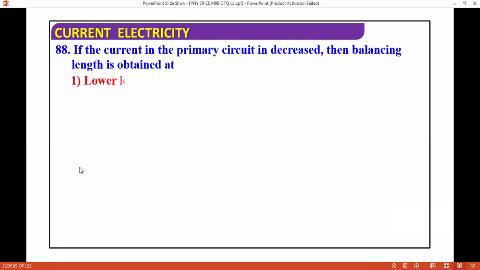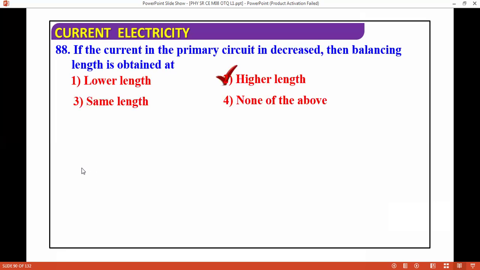If the current in the primary circuit is decreased, then the balancing length is obtained at? Current decreasing means higher length. Basically, think like this: if current is decreasing, then resistance will be what? High. Can I say that? Tell me.